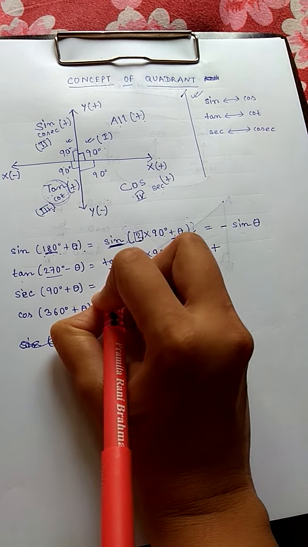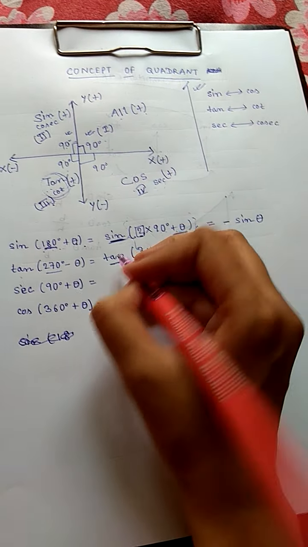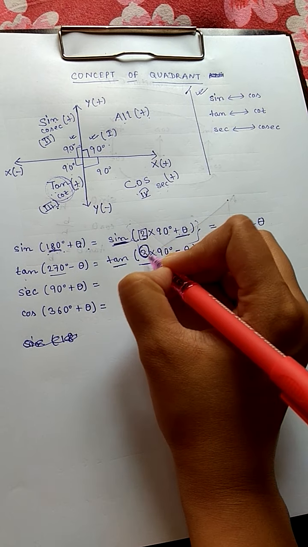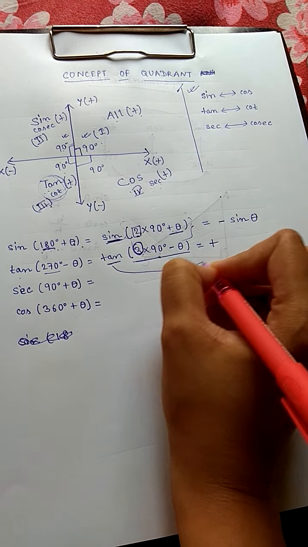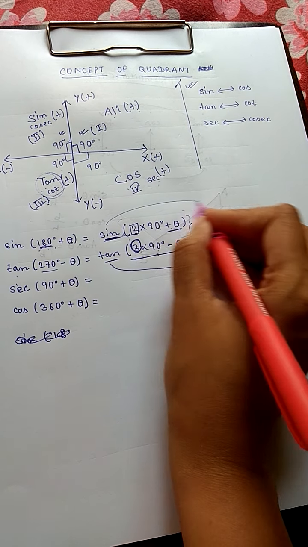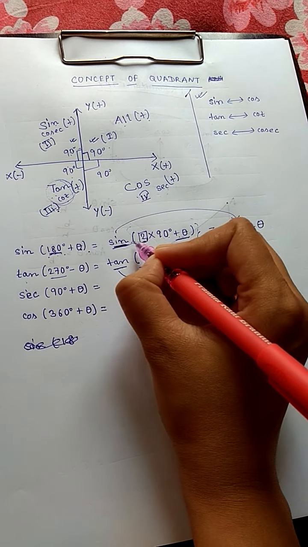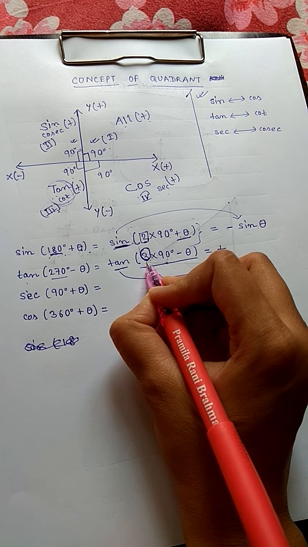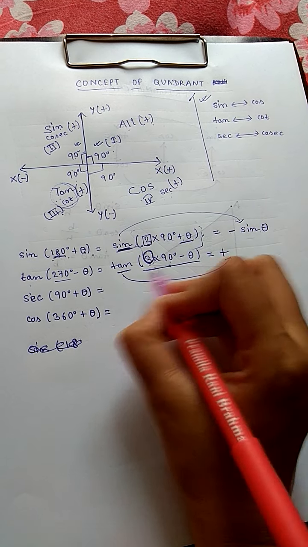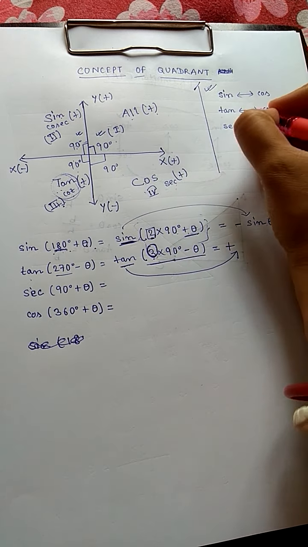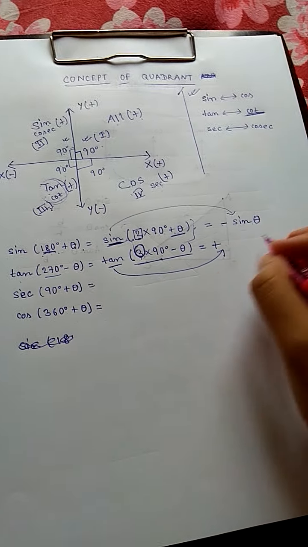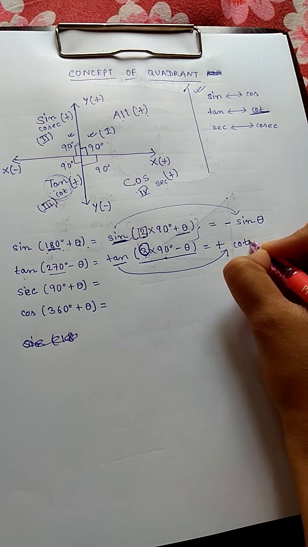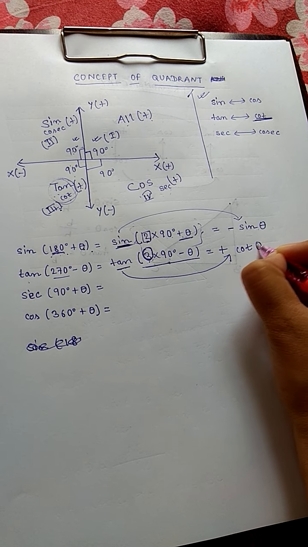Now, whether it is tan or any other ratio, how do we decide? If there is an even number, we write the same ratio, as I wrote above: because it was an even number, sine remained sine. But here 3 is an odd number, so tan will not remain tan. Tan will become cot. That is, plus cot theta.